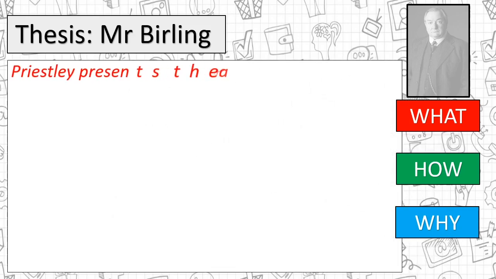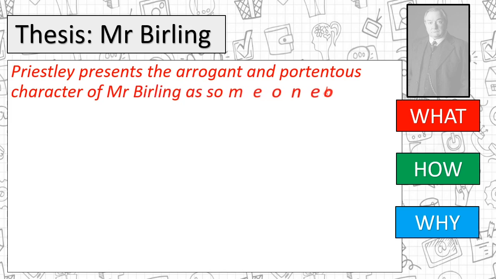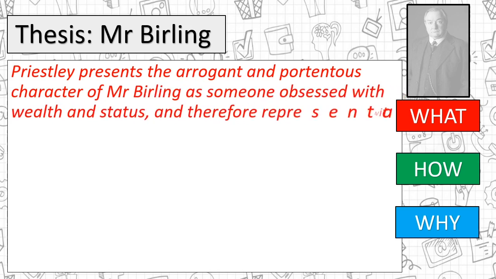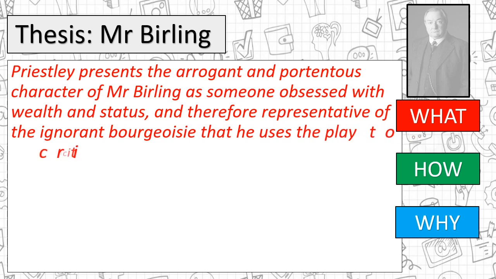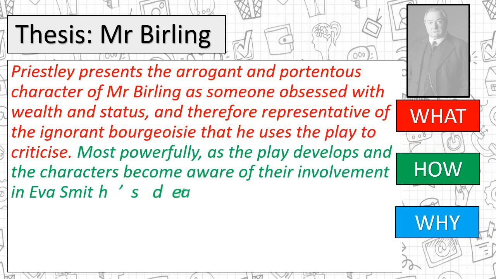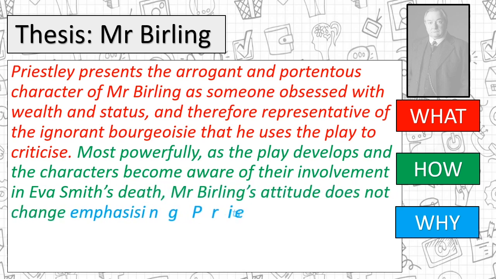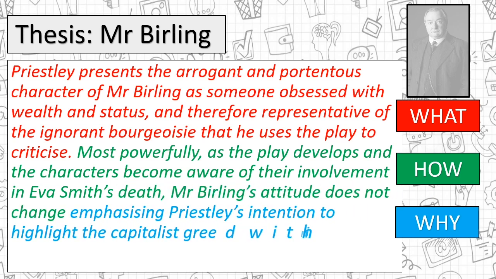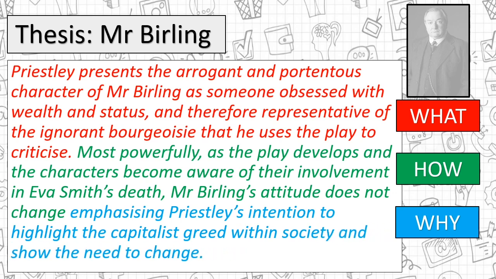There's always an intention. So if we take Mr. Birling and we take these three focus areas, we can come up with an introduction that's similar to this. Priestley presents the arrogant and portentous character of Mr. Birling as someone obsessed with wealth and status, and therefore representative of the ignorant bourgeoisie that he uses the play to criticise. Most powerfully, as the play develops and the characters become aware of their involvement in Eva Smith's death, Mr. Birling's attitude does not change, emphasising Priestley's intention to highlight the capitalist greed within society and show the need to change.